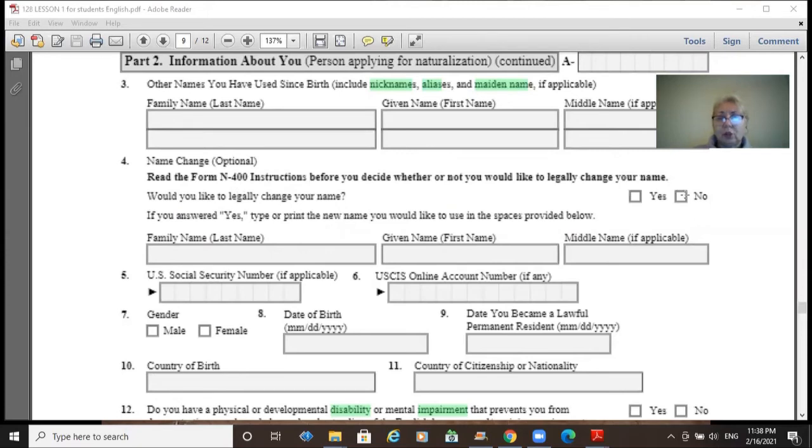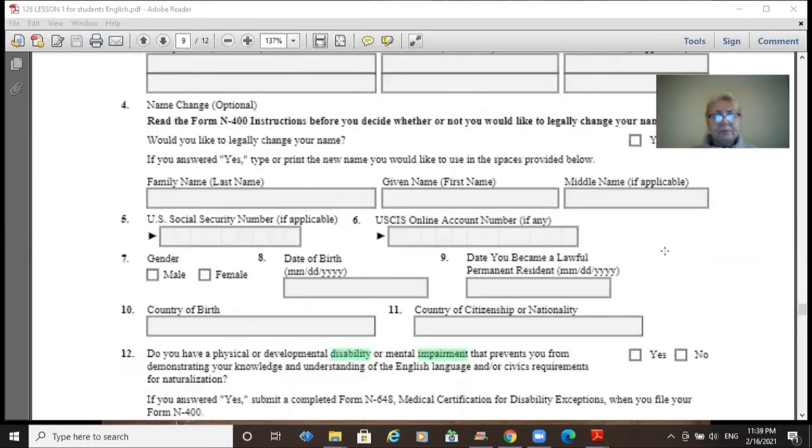So for Californians, the answer to this question would be no. You would mark no. Would you like to legally change your name? You have to mark no. You cannot do it in California. In other states, you can mark yes. And then you will need to write how you want your name to look like after becoming a US citizen.